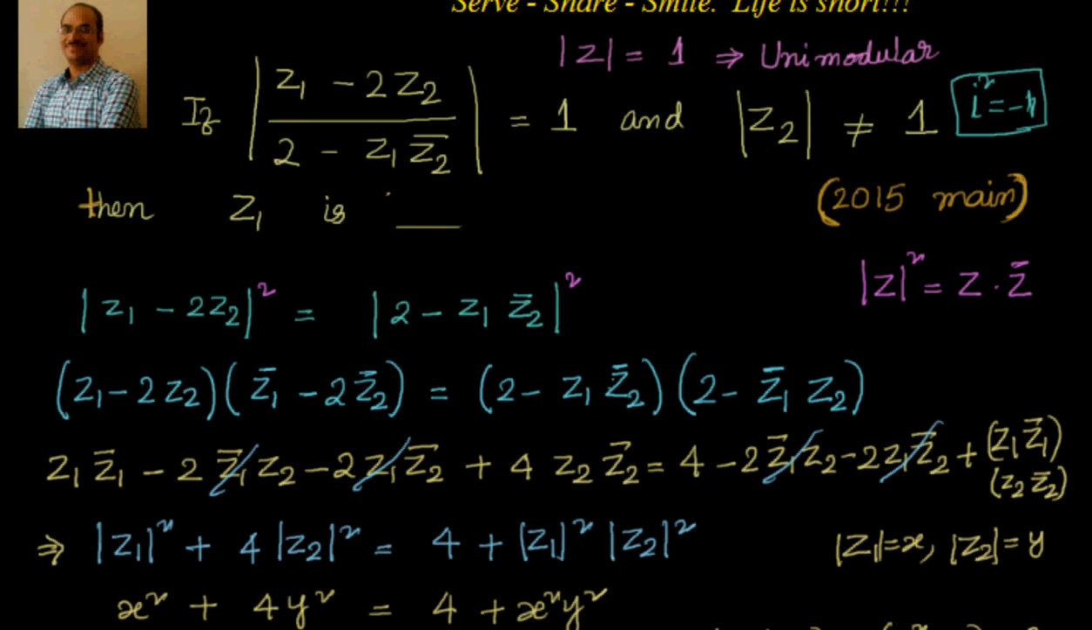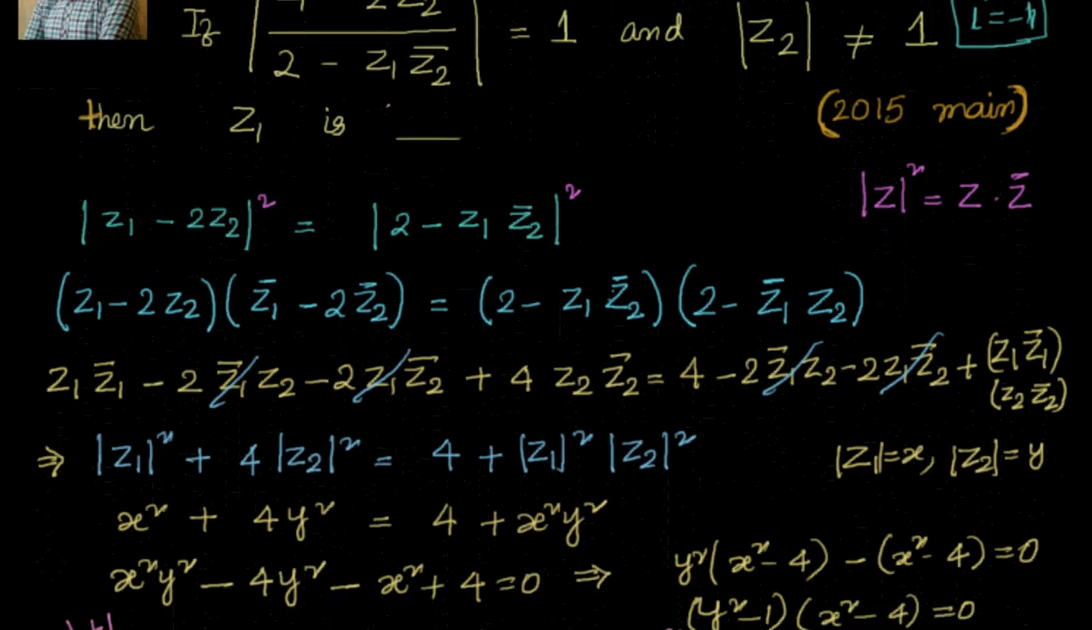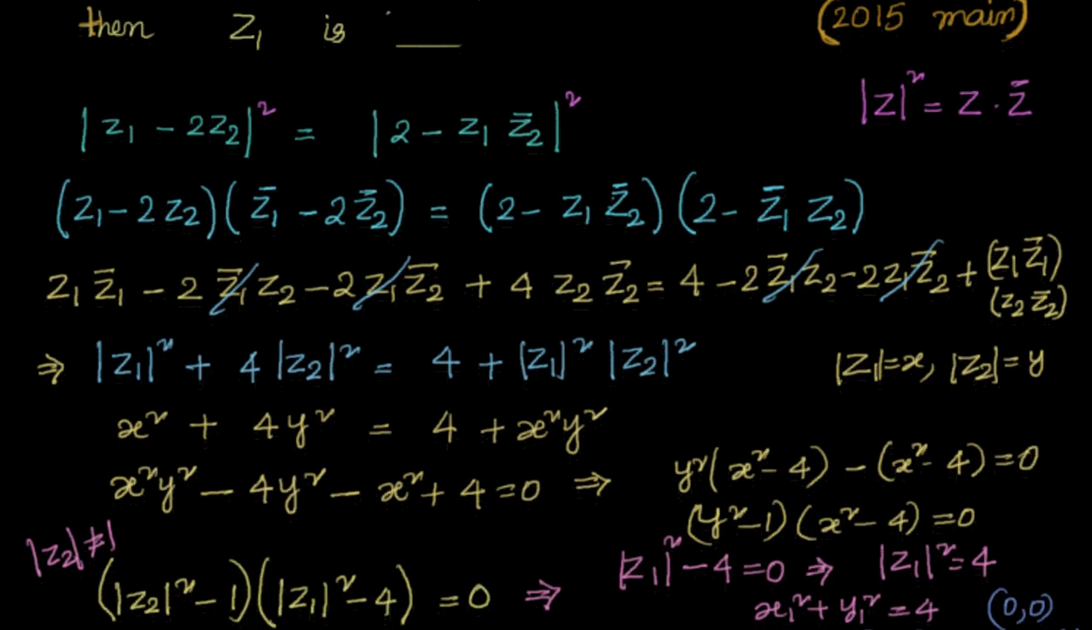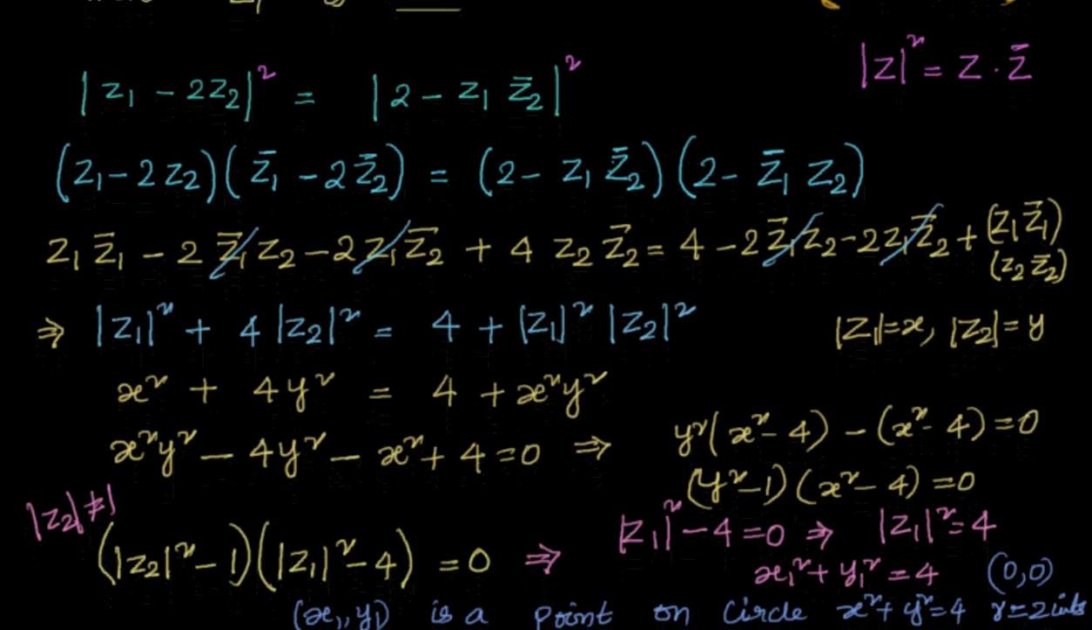Let me just recap this. We have been given that mod of z1 minus 2z2 divided by 2 minus z1 into z2 conjugate, whole mod of that is equal to 1, and we have been told that mod of z2 is not equal to 1. Then we have to find out what is the nature of z1. What is that particular point? Is it a point on a straight line or a circle or ellipse or a hyperbola? We have to find it out.